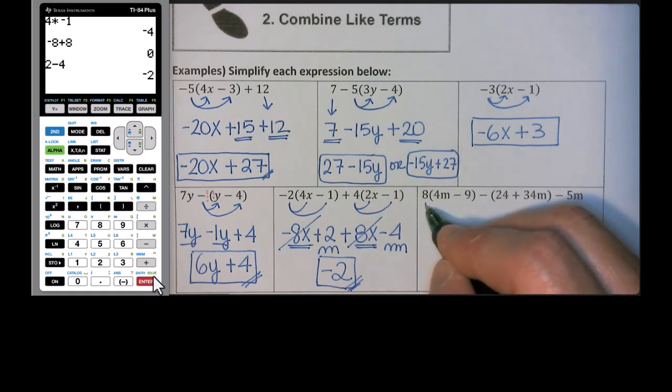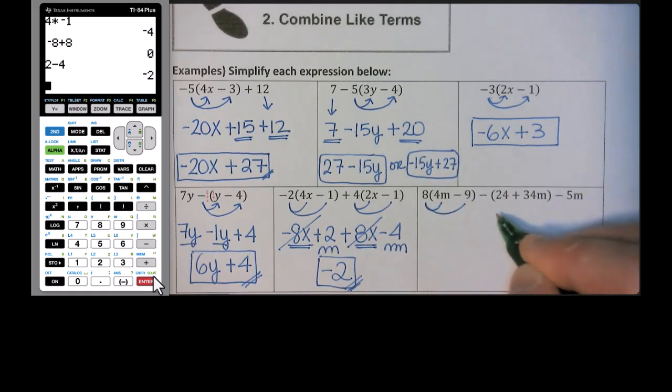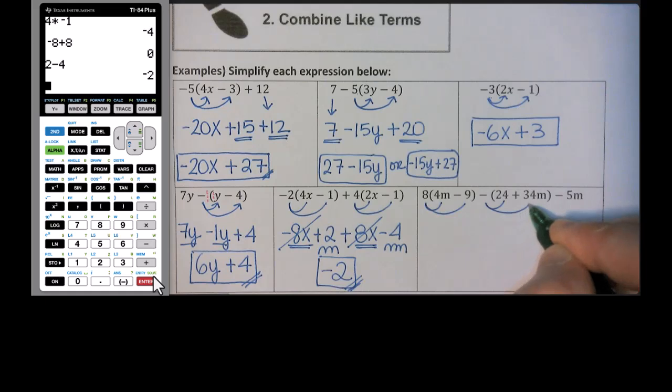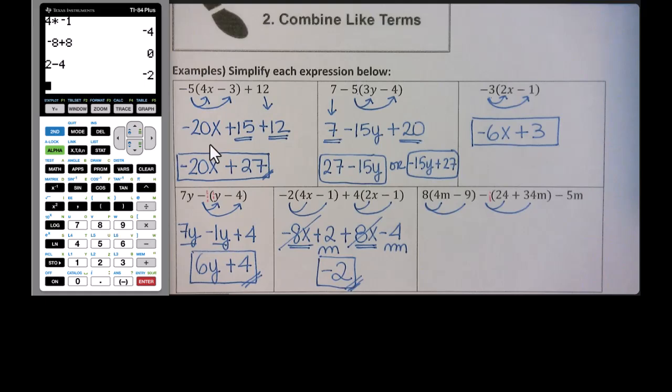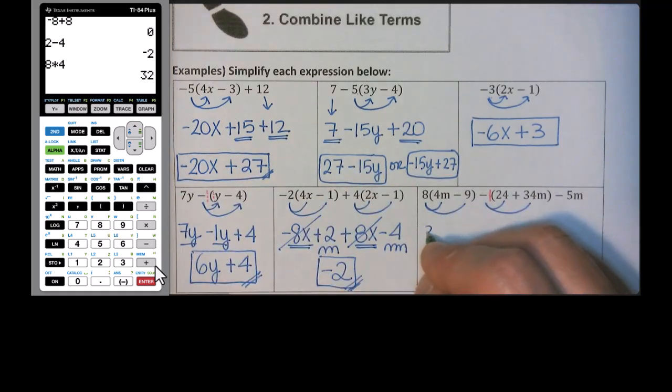All right, next example. We're going to multiply the numbers that are outside. And please notice the 5 is not inside the parentheses, so we do not multiply with the -5. And please remember there's an invisible 1 right here, so that you can put there. And we're going to multiply 8 times 4 is 32m.